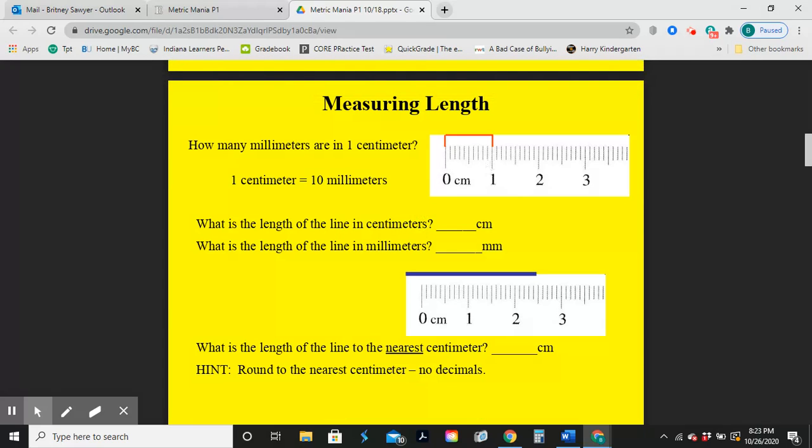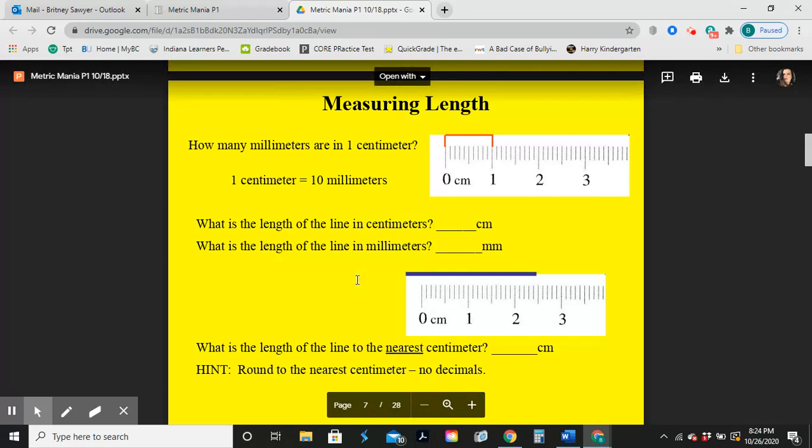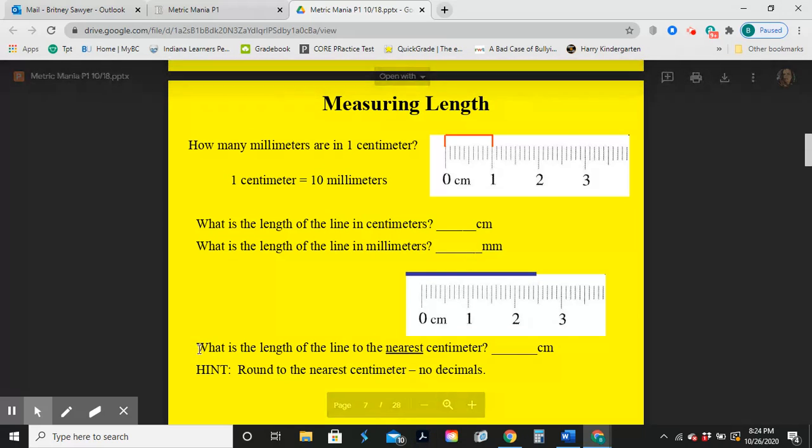What is our length of line in centimeters? We are looking at this blue line now. So how many centimeters do we have here? 2 point what? Now, I want you to tell me how many millimeters altogether there are. And then put it here. Now, what is the length of the line to the nearest centimeter? Would we round this down to 2 or would we round it up to 3? Put your answer right there.